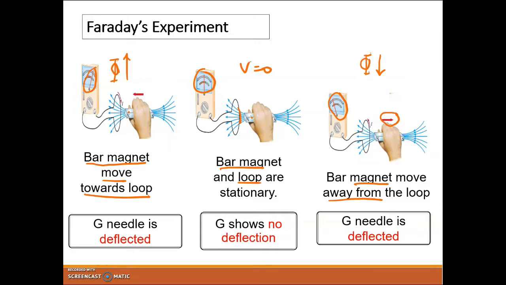Okay, remember, when there is relative motion between the permanent magnet bar and the loop, or the coil, or the solenoid, then the magnetic flux will be changing, either increasing or decreasing, and then the galvanometer shows deflection, indicating that current or EMF is set up in the circuit.